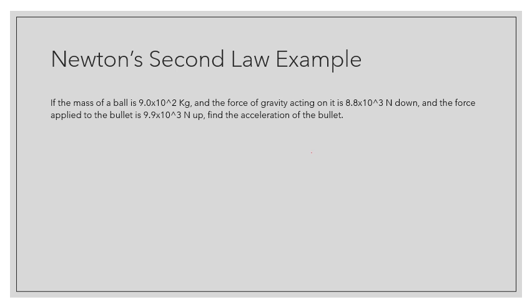So first let's write down our variables that we know. The mass is equal to 9.0 times 10 to the 2 kilograms, and the force of gravity is equal to 8.8 times 10 to the 3 newtons down. We also know that the force applied is equal to 9.9 times 10 to the 3 newtons up. If we draw the free body diagram, it would look like this.